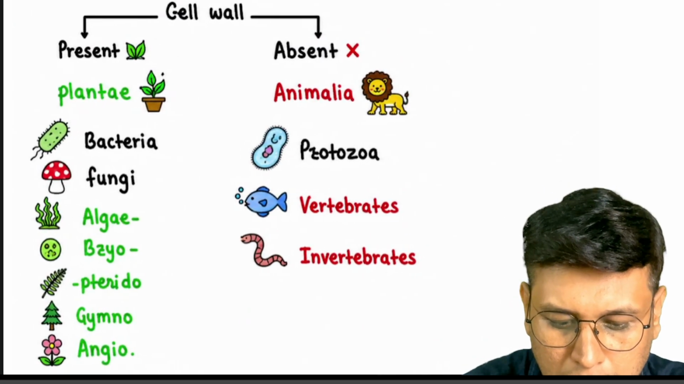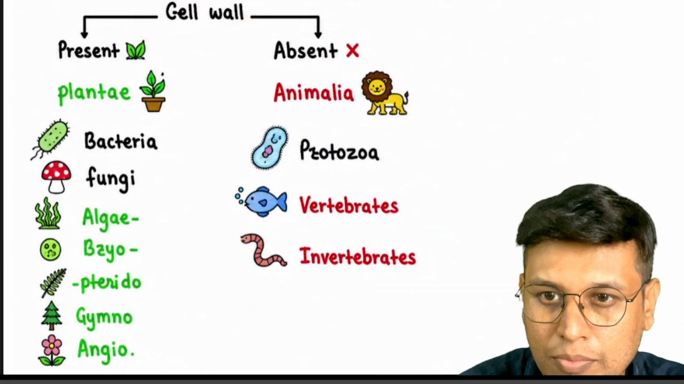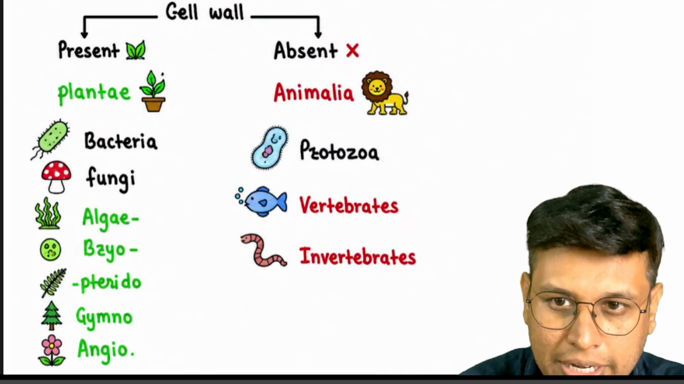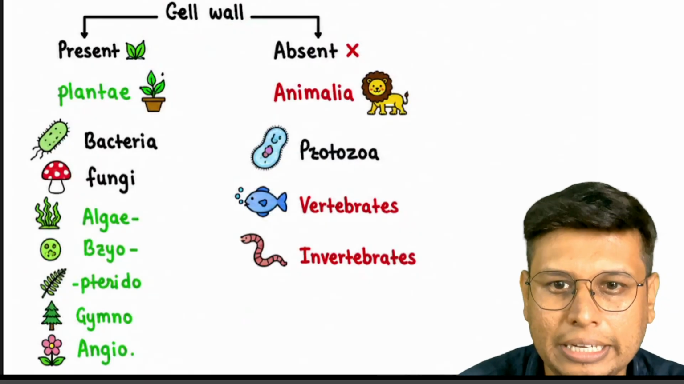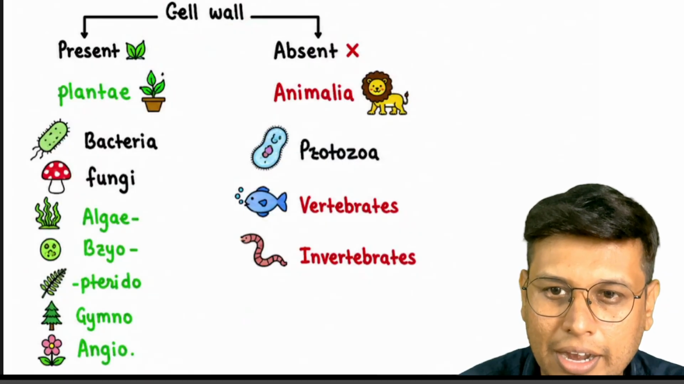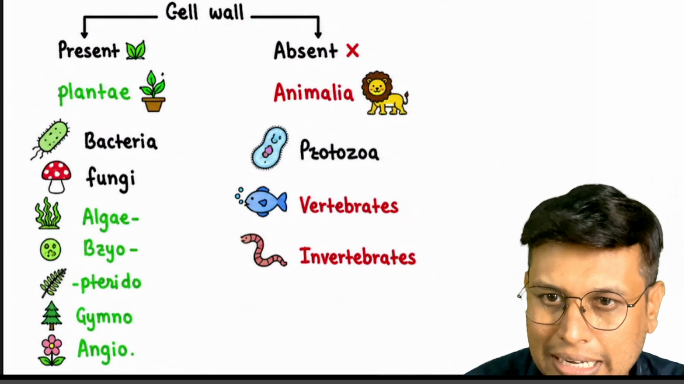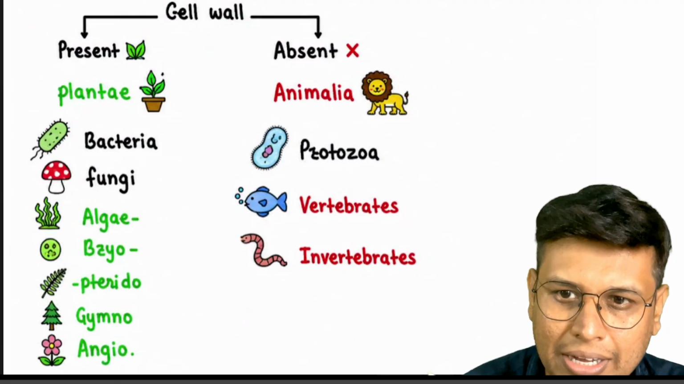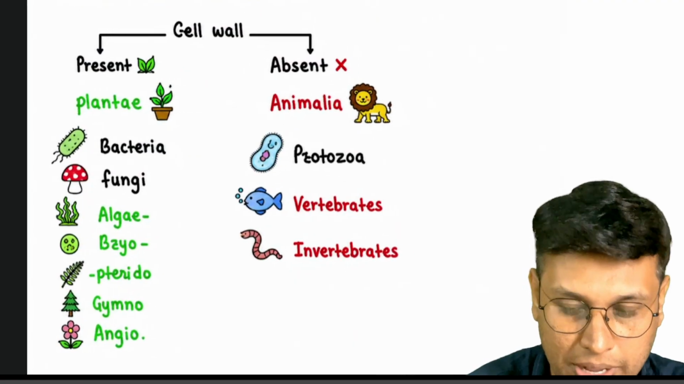Next. So his criteria was simple. If the cell wall is present, put that organism into Plantae. If the cell wall is absent, put that organism into Animalia. He did not go for any other complex criteria. It's very simple, and at that time it was revolutionary and it worked very well for that time. But it created major drawbacks also.